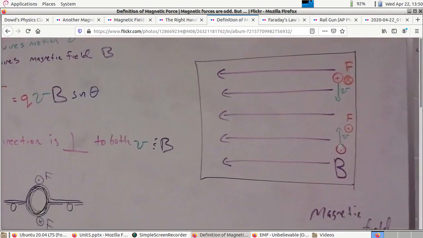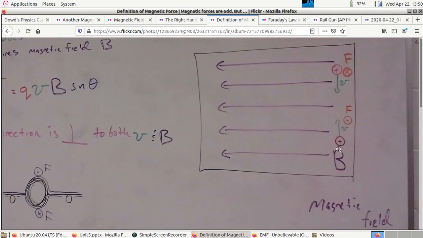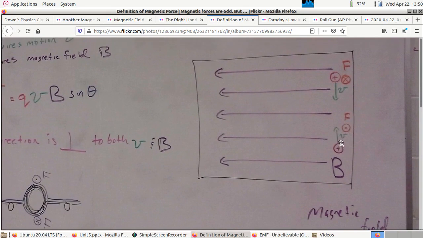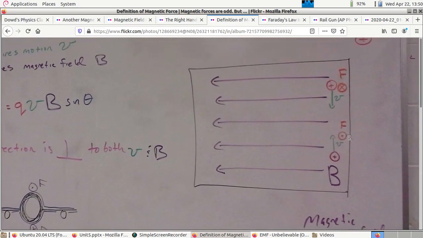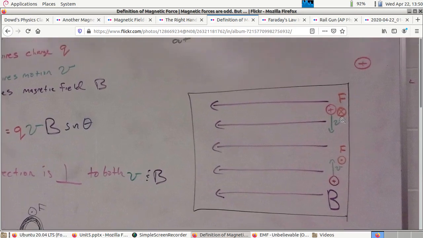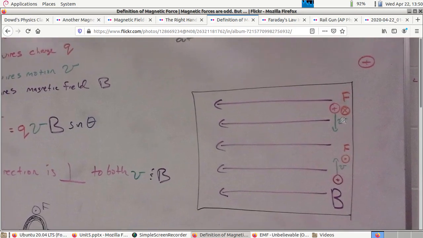And we can see that if we had a magnetic field to the left here and we have a positive charge moving towards the top of the board, the force will be straight out in the z direction. If we turned and moved in the other direction, the force would be straight in. So magnetic forces are a little strange, and you do have to keep that right-hand rule in mind.